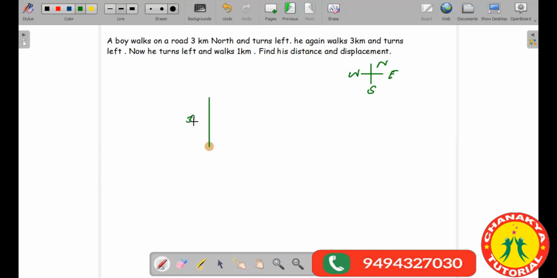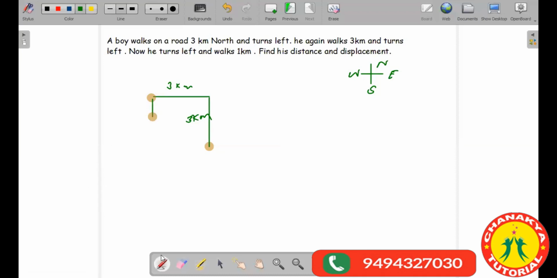From this point, now we turn left. If you turn left and move 3 kilometers, you will move something like this and travel a distance of 3 kilometers. So you will be at this point after traveling 3 kilometers. From this point, you again turn left and walk 1 kilometer. Turning left will make you move down a distance of 1 kilometer. So this is your final position.